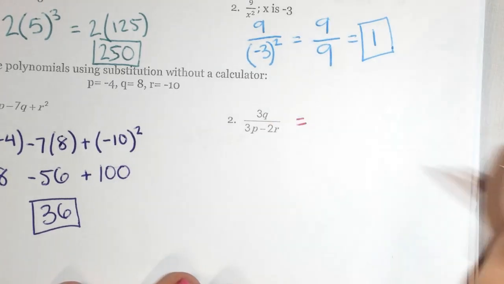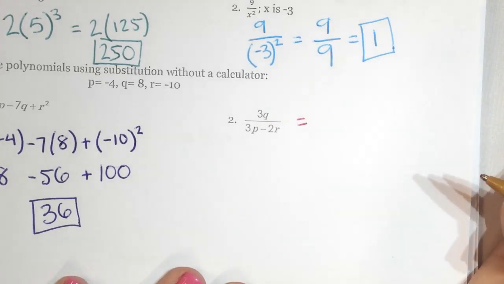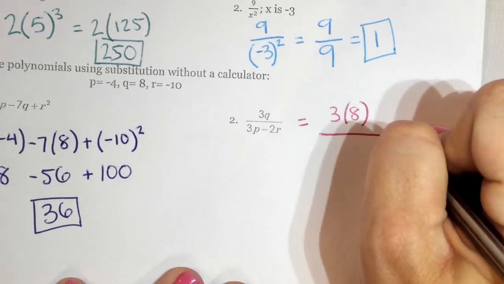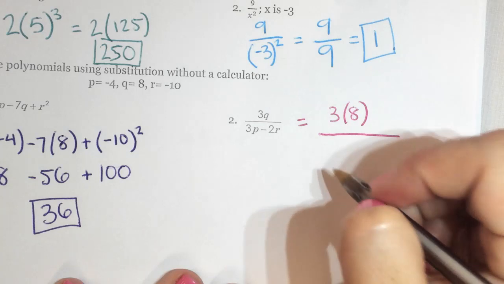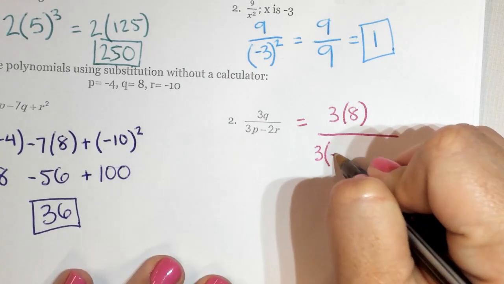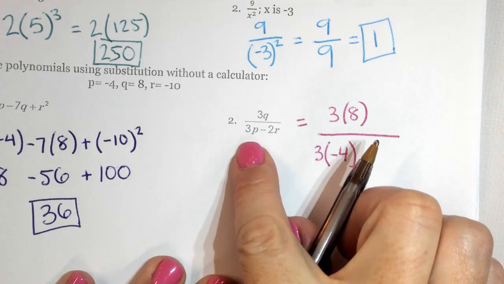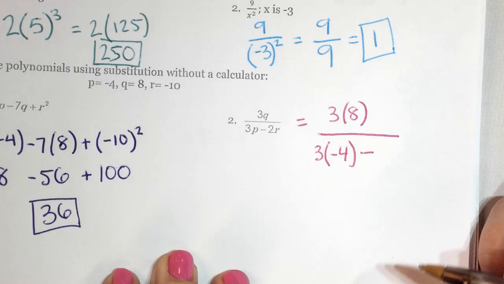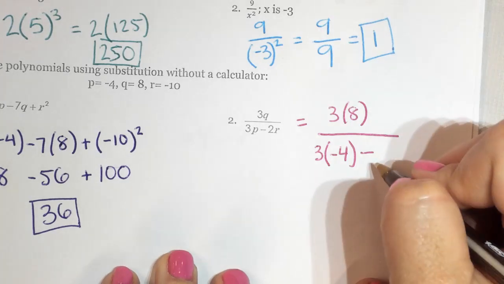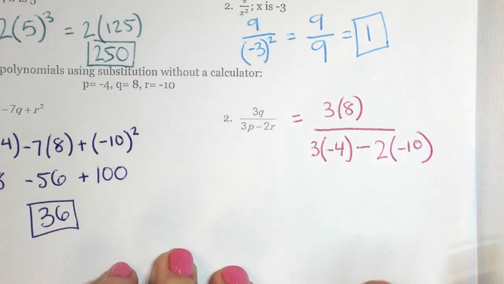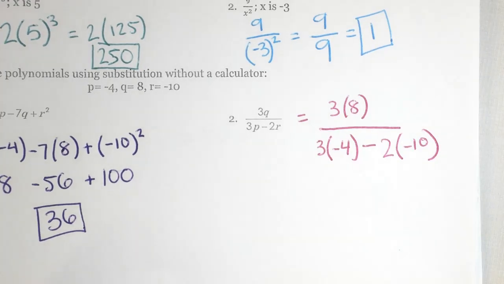What's going to be on top? 3 times 8. Over what? 3 minus 4, not -4, times -4. Remember, it's multiplying because there's no symbol. And that's why it's super important to use parentheses, because if we didn't use parentheses, wouldn't that look like 3 minus 4? Yeah. Minus 2 times what? Cool. So again, fractions: simplify the whole top, simplify the whole bottom, and then combine.